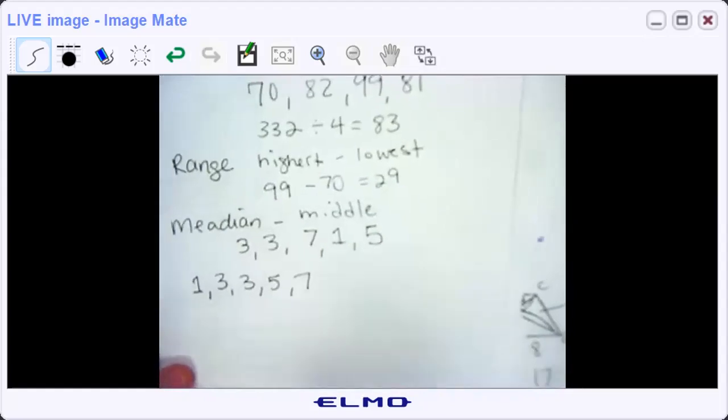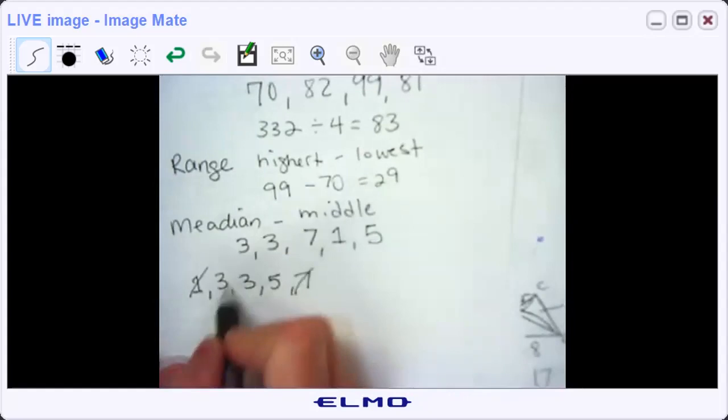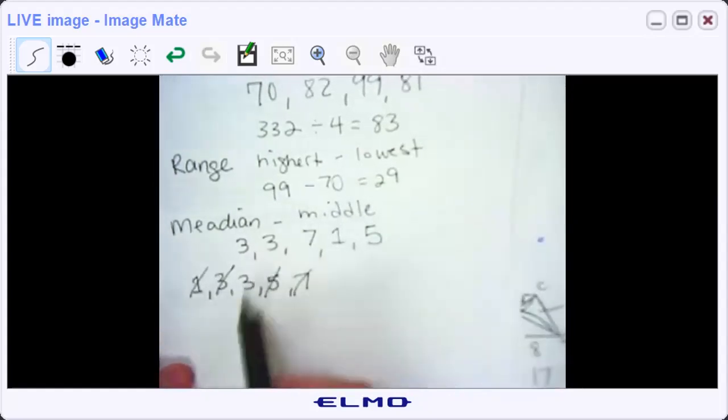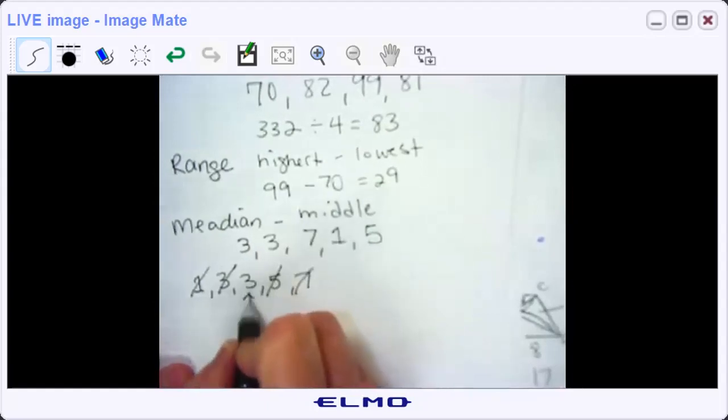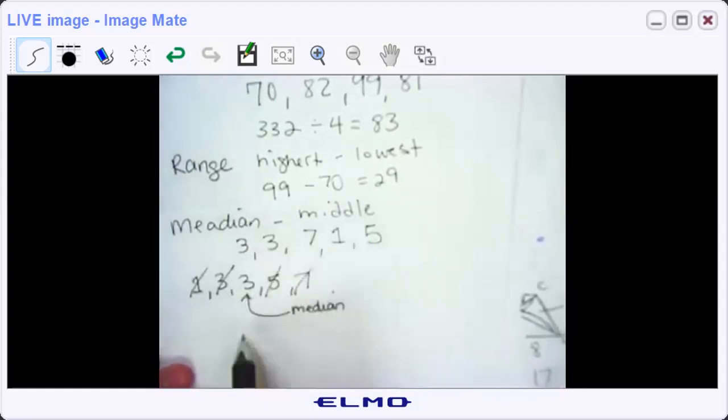Now from here, you just cross off a low, cross off a high, cross off a low, cross off a high. And one of 2 things is going to happen. If it's an odd set of data, well, there's your answer right there: the single number that's left.